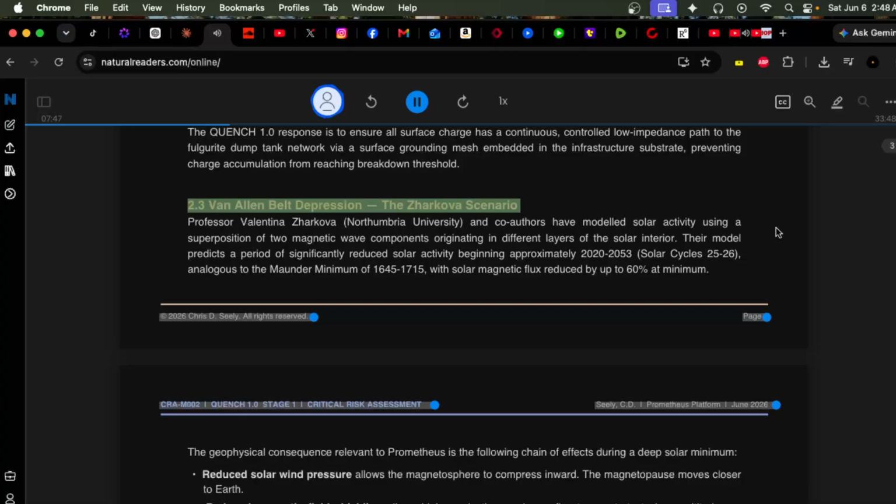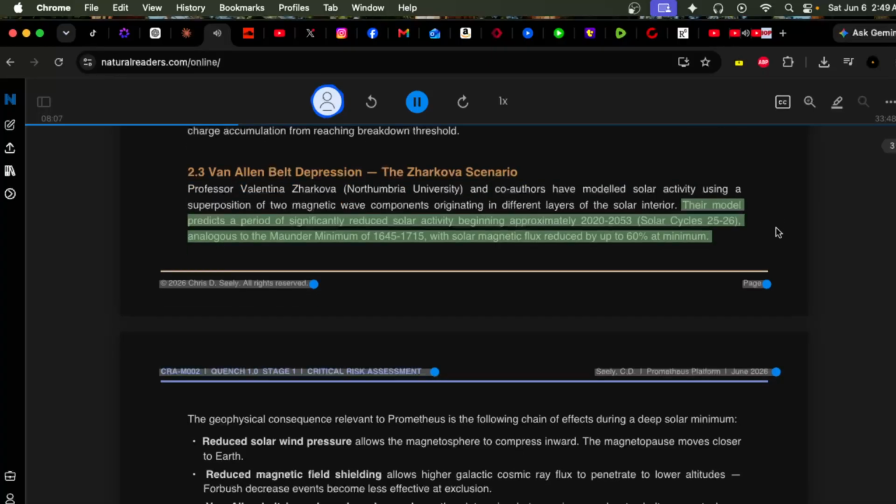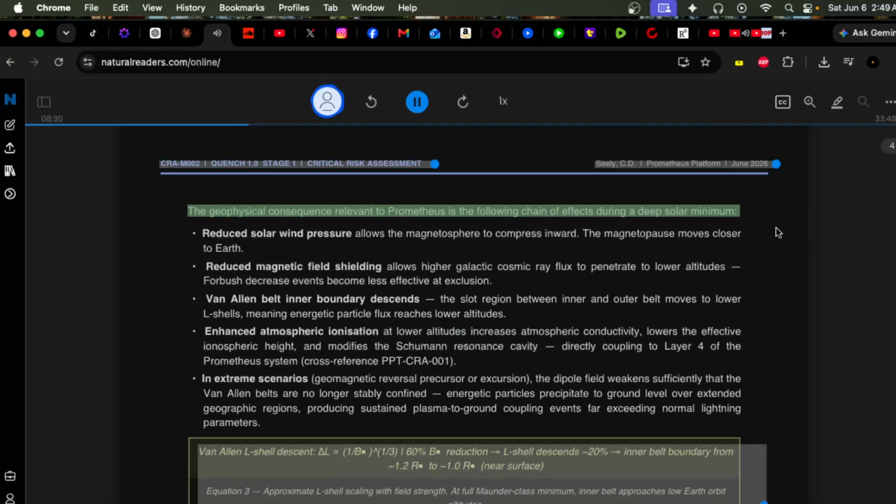2.3 Van Allen Belt Depression, the Zarkova scenario. Professor Valentina Zarkova and co-authors have modeled solar activity using a superposition of 2 magnetic wave components originating in different layers of the solar interior. Their model predicts a period of significantly reduced solar activity beginning approximately 2020 to 2053, analogous to the Maunder minimum of 1645 to 1715, with solar magnetic flux reduced by up to 60% at minimum. The geophysical consequence relevant to Prometheus is the following chain of effects during a deep solar minimum.